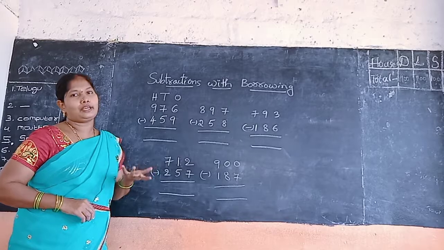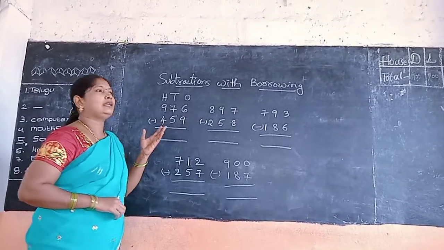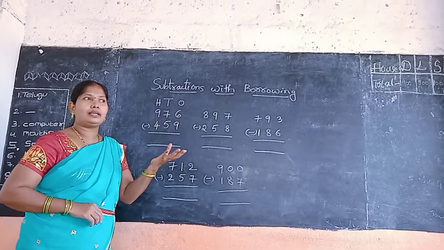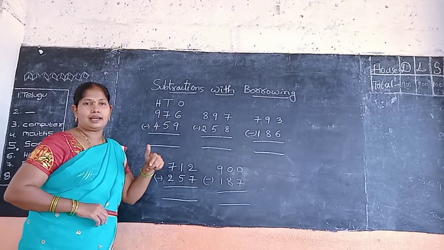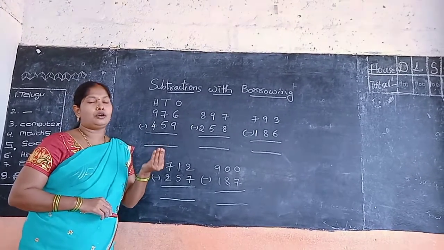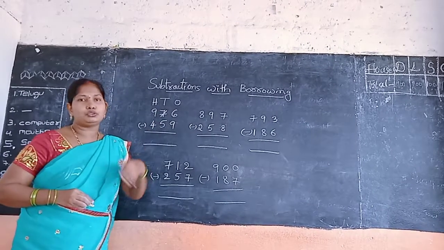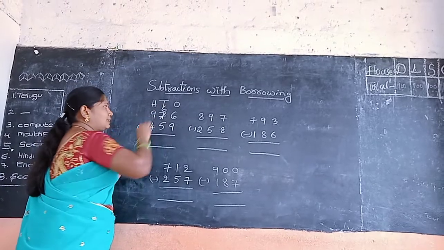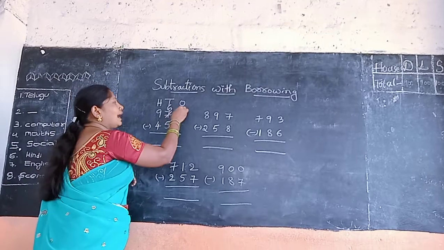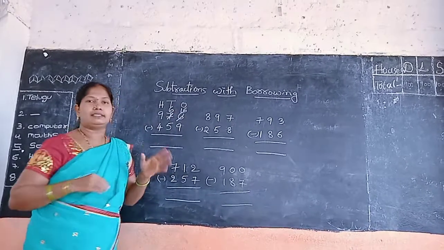Now go to borrowing. How to take borrowing? You take it from the 10's place, where 7 is there. It is like saying, please give me 10 rupees. This one gives 10 to the 1's place, so 7 is reduced by 1 and becomes 6. Now you take the borrowed 10. 10 plus 6 is 16.